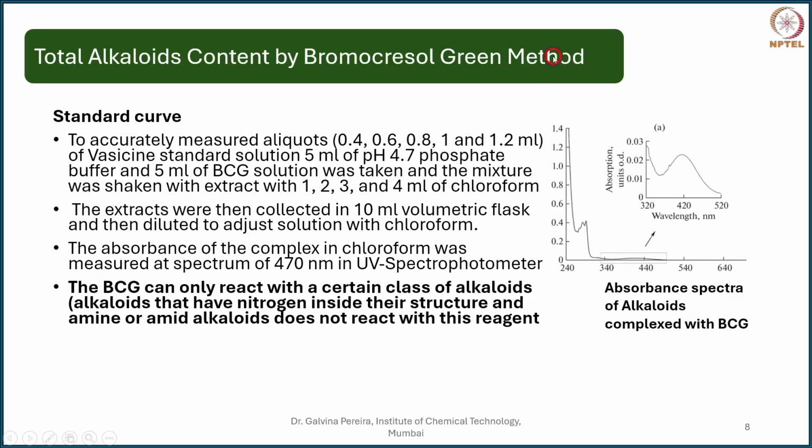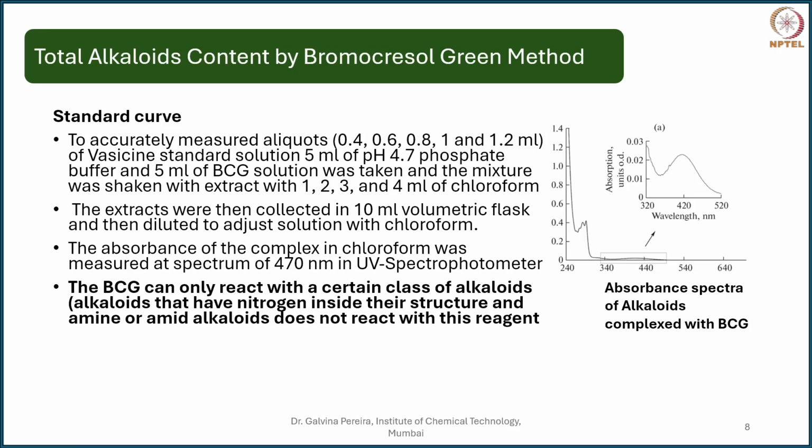Now when I react it with bromocresol green, it forms an ion pair. Bromocresol green is a negatively charged ion, whereas your alkaloid is a positively charged ion. So both of them will form an ion pair, and you can see here, where earlier there was a flat line, now you see a little hump, and that hump is specific for alkaloids because there is no other compound absorbing in that region.